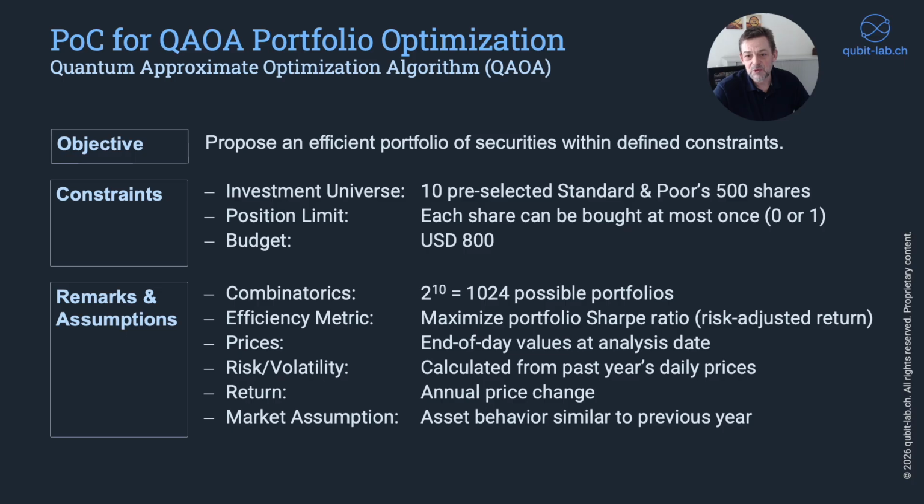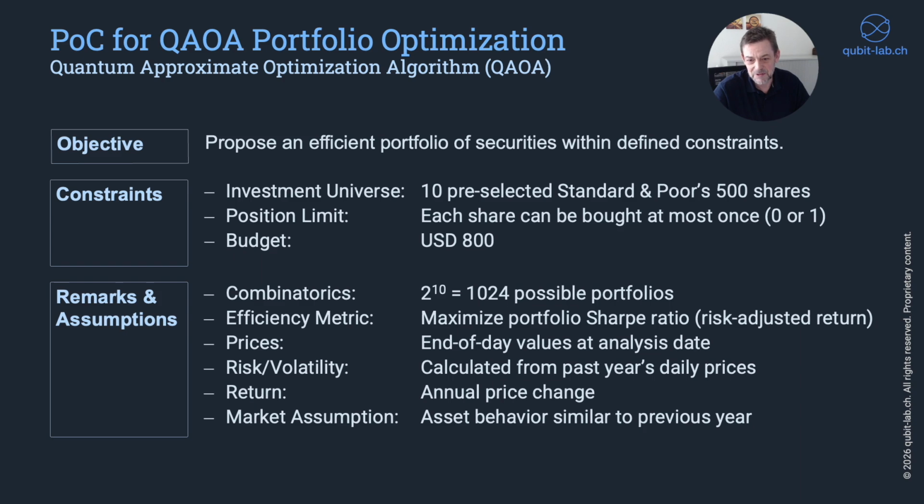So let's define the problem to be optimized. The objective is to propose an efficient portfolio of securities within defined constraints. We have an investment universe of 10 pre-selected shares. Each share can be bought at most once or not bought, so it's just 0 or 1, and the budget is $800. Based on that, we have 1,024 possible portfolios. Our metric is to maximize the portfolio Sharpe ratio.